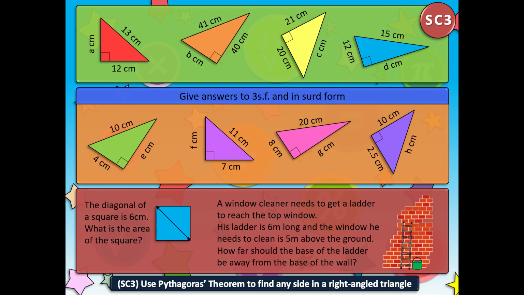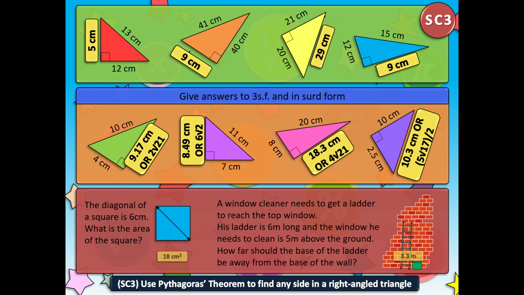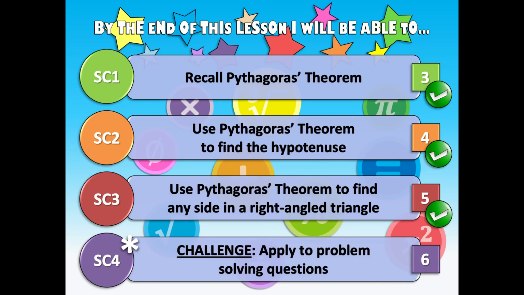Here are your answers. There's your green answers, there's your amber answers, and there's your red answers. Now we've completed success criteria 3, so we're going to move on to number 4, and this is to apply to problem solving questions.